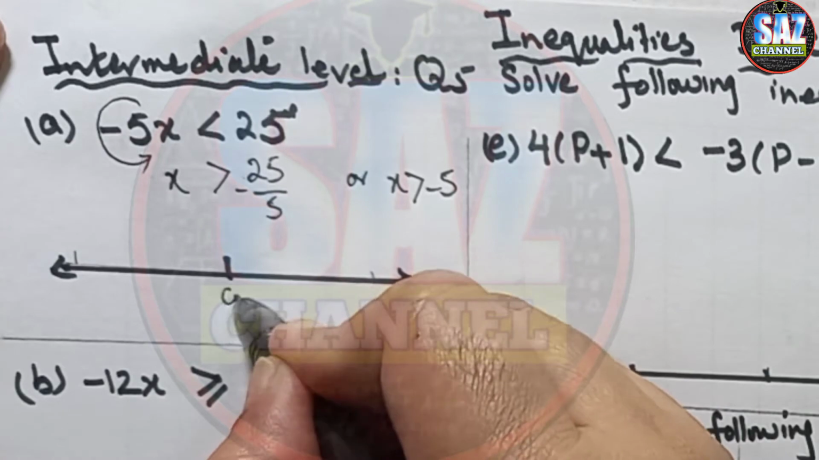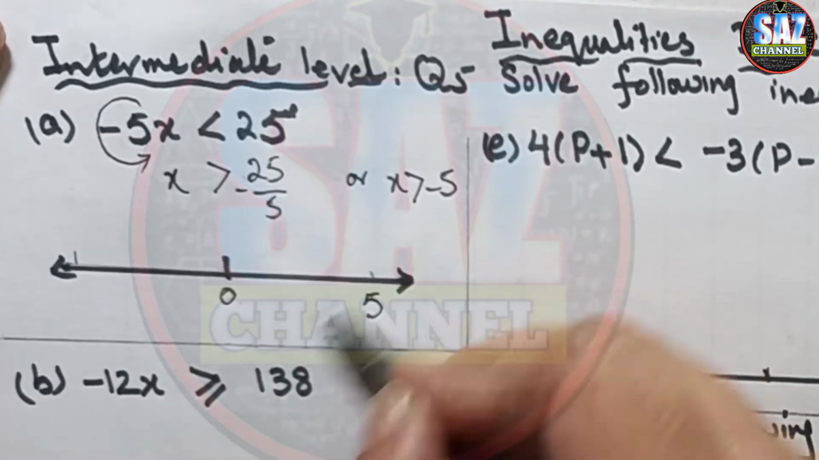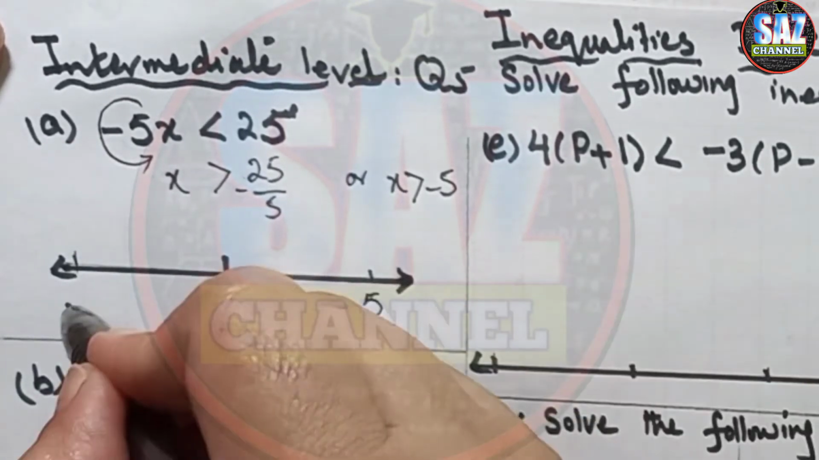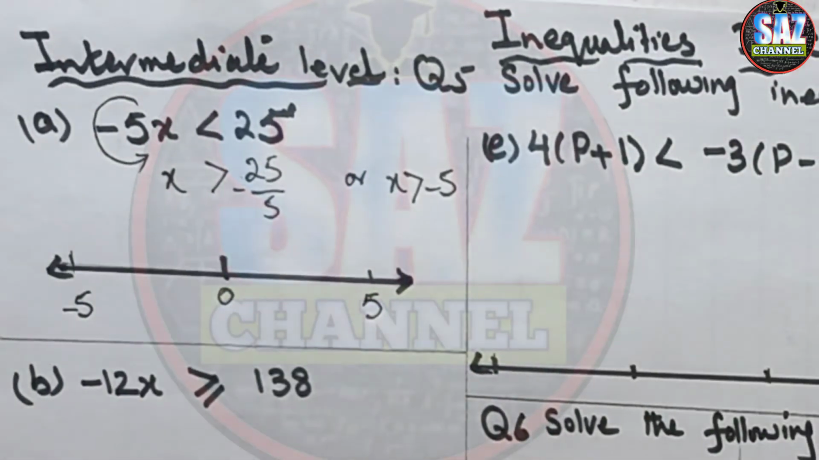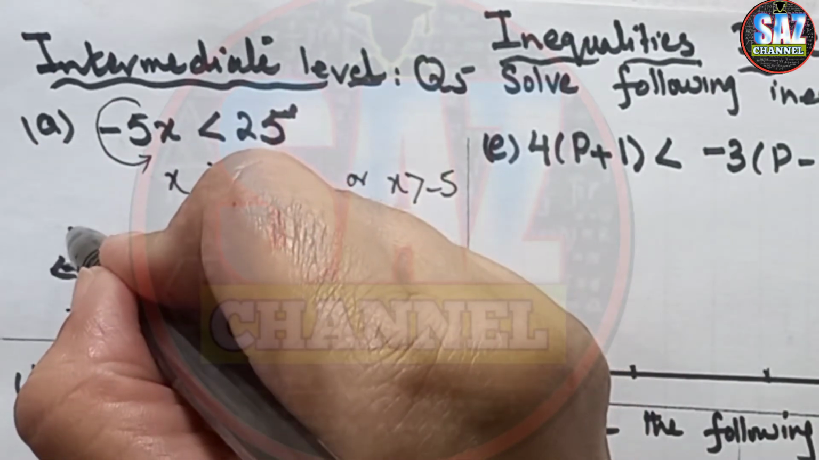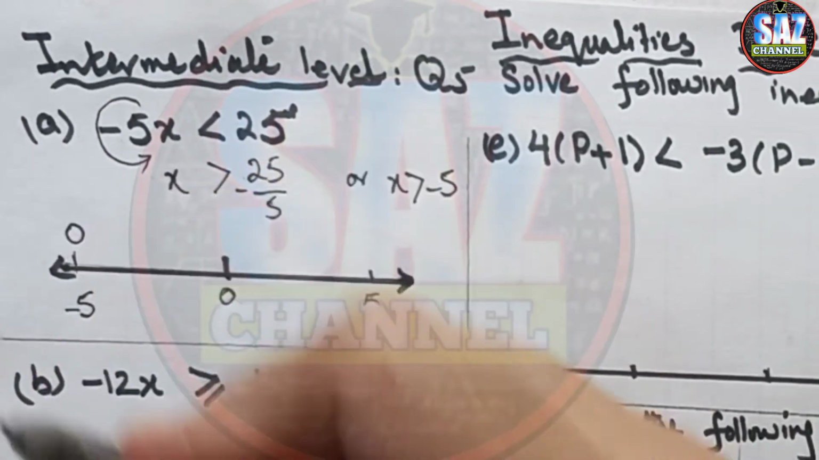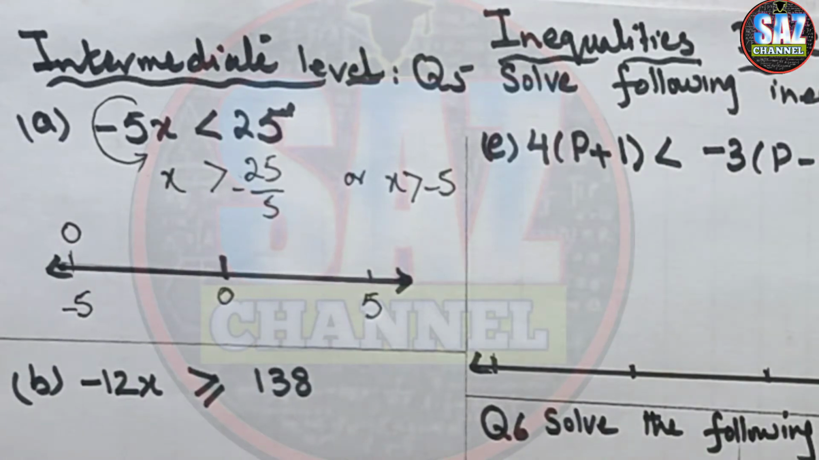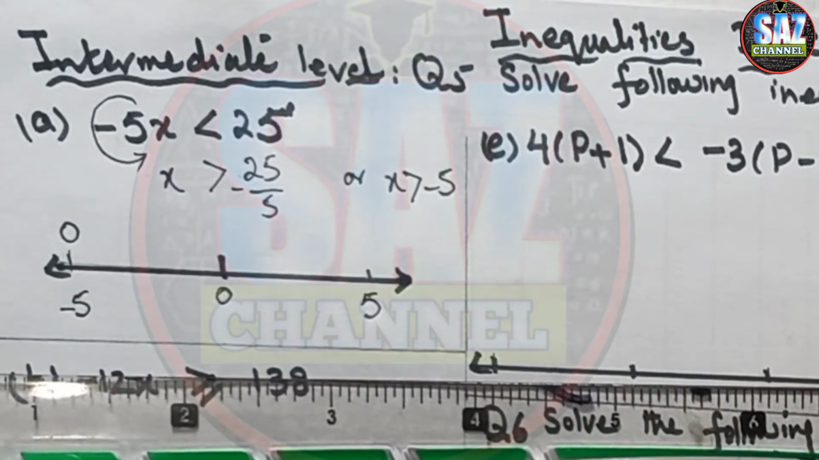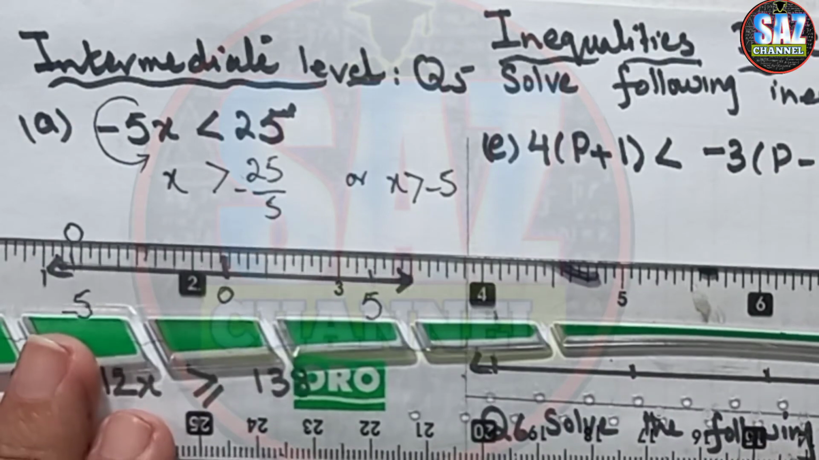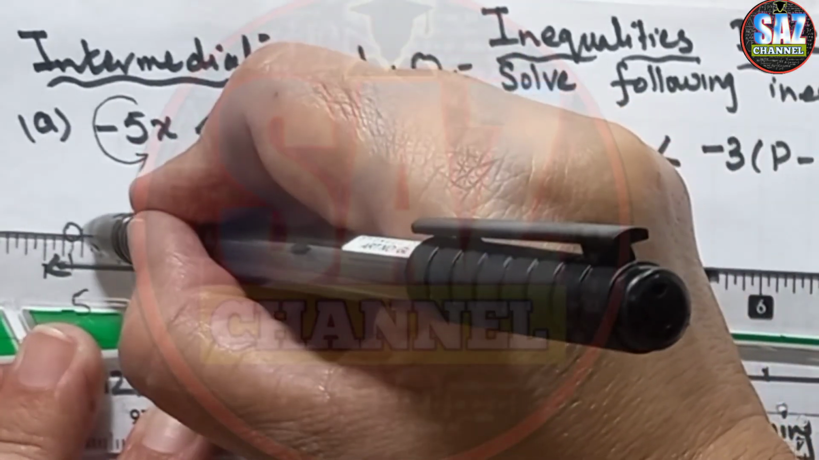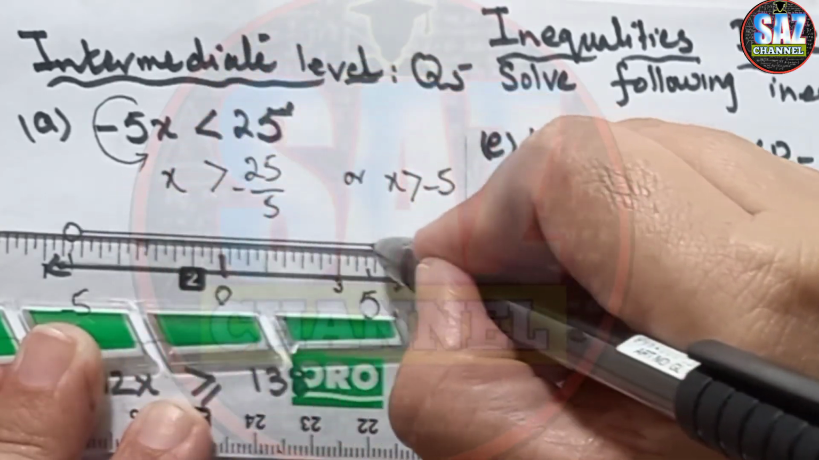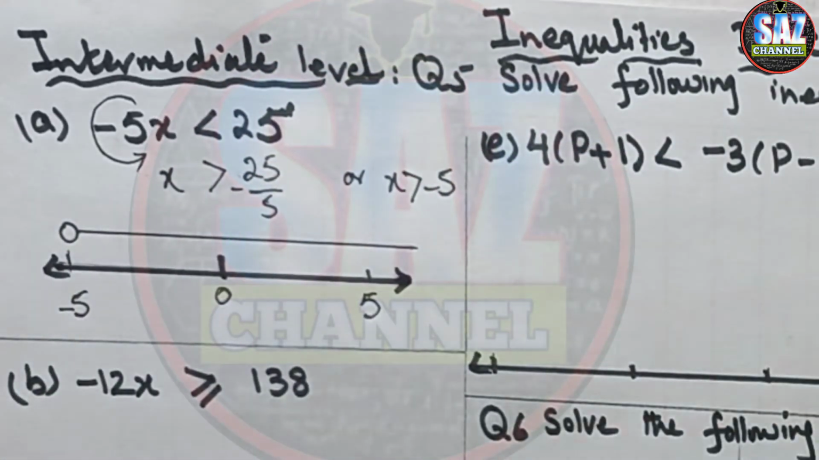So if I'm marking 0 here and 5 at this place and minus 5 at this place, I have to show the solution on the number line. So my number line will begin from minus 5, and I have to mark the solution with the hollow dot because it's just the greater than condition. And from this point I have to move towards the right of this number because I need the values of x which are greater than this number. So this will be the representation of this solution on the number line.